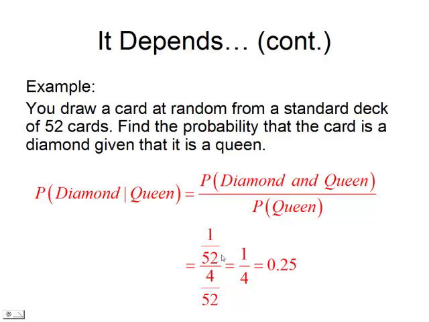So there is 1 out of 52 diamonds that are queen, called the queen of diamonds, divided by 4 out of 52 because there are 4 queens in the deck. So solving this, we get 1/4, which is 0.25.